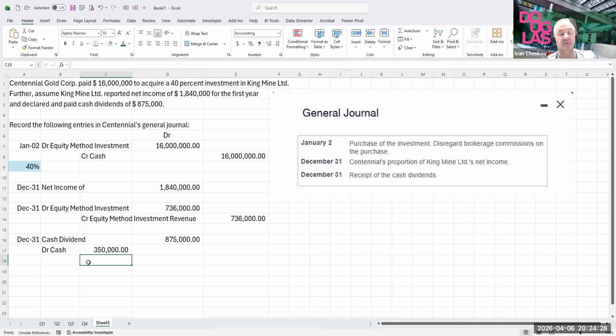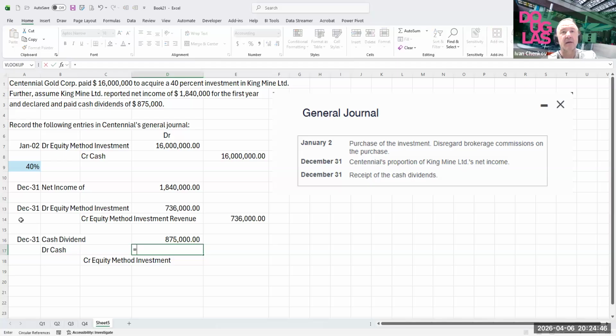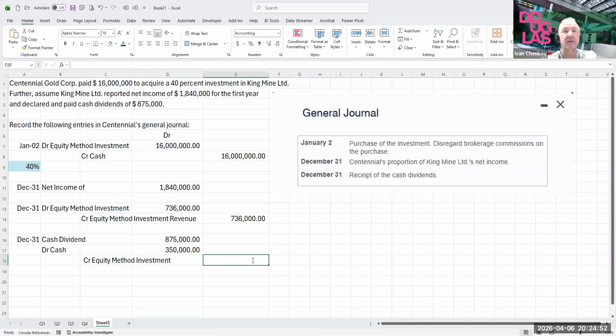And which account are we going to credit? We're going to credit equity method investment. With how much? Exactly the same. No, that will be here. So actually this one is going to go here: 875 times 40%, and this one comes right in here, the same amount.